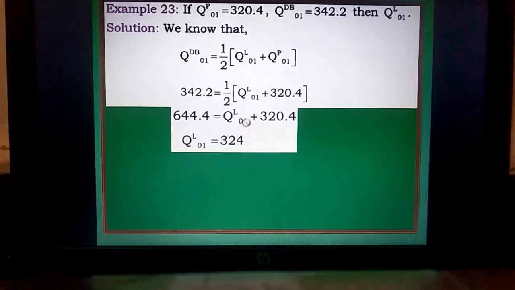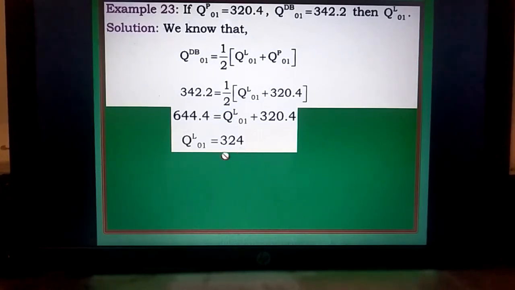So now Q01L is required. 684.4 minus this 320.4 will become 364 as the answer. That is what is Q01 Laspeyres. Q01L is equal to 364. So conclusion, how it is to be written, students? How much it is increased as compared to 100? 264 is increased, correct? 100 plus 264 is equal to 364.